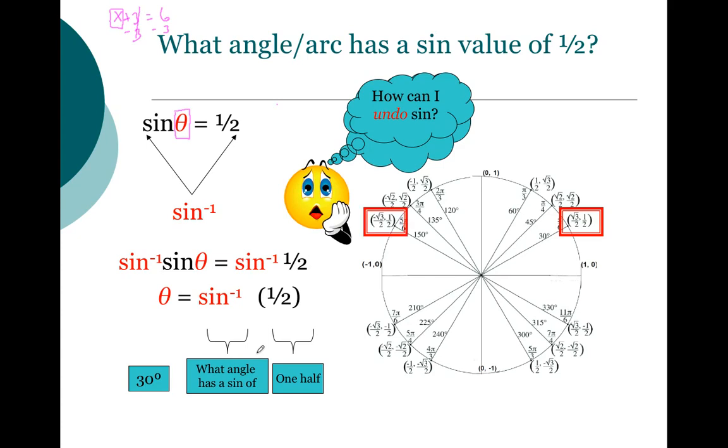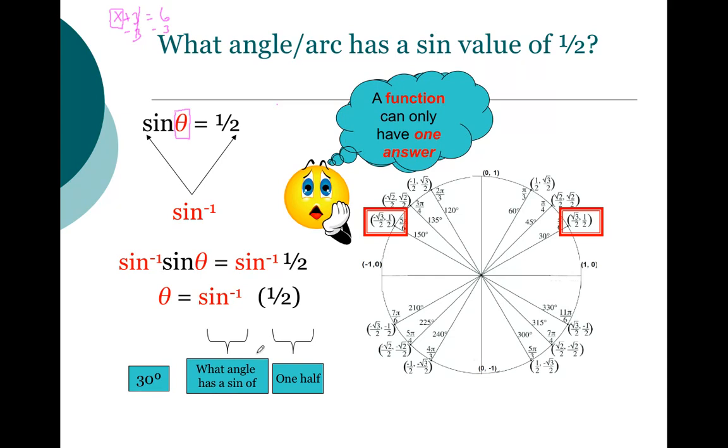But wait a minute. Isn't it also over here at 150? But a function can only have one output. Think about that. If I put in 1/2, think about a graph. If you plug in 1/2 and I get 30, I can't also get 150. That's not a function. A function can only have one answer. So we need to restrict the domain of the original function.